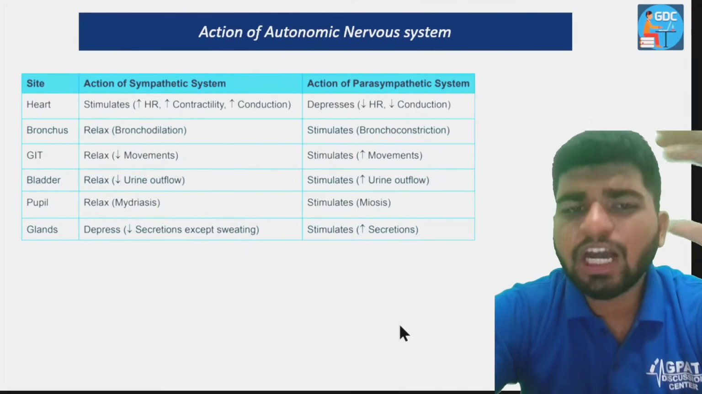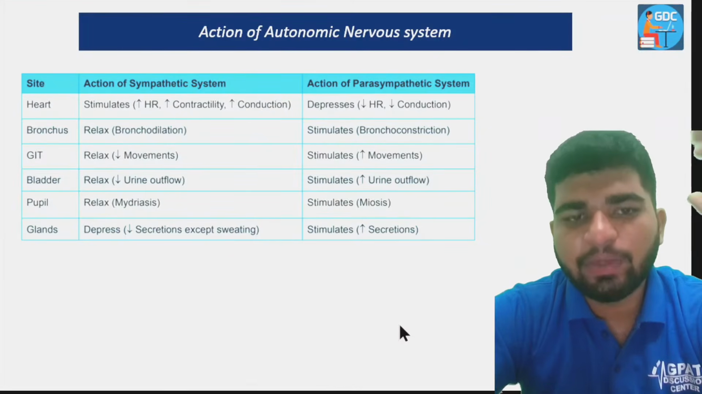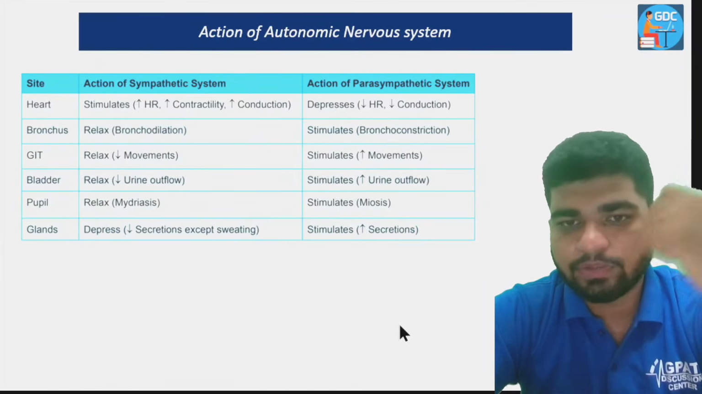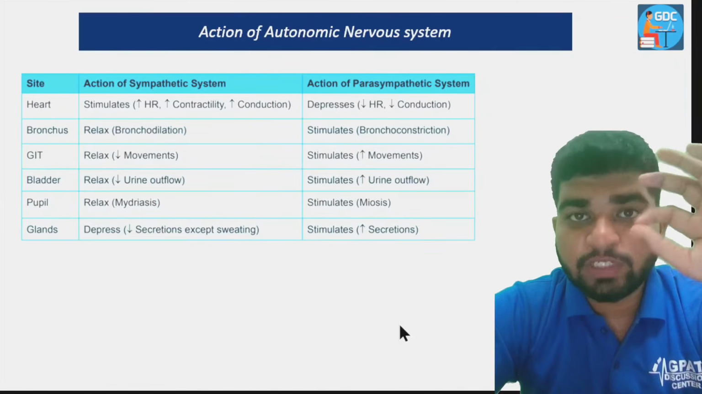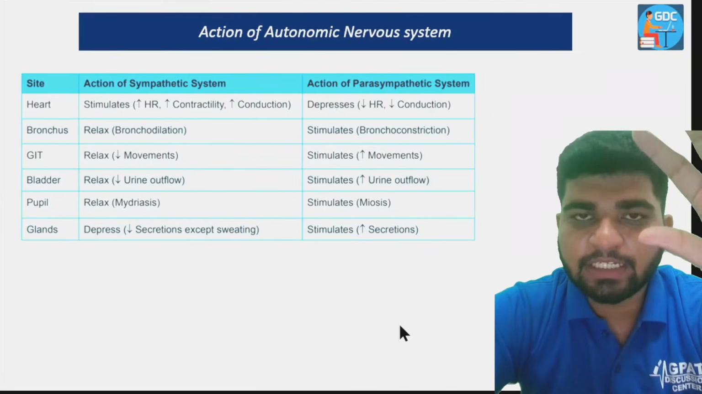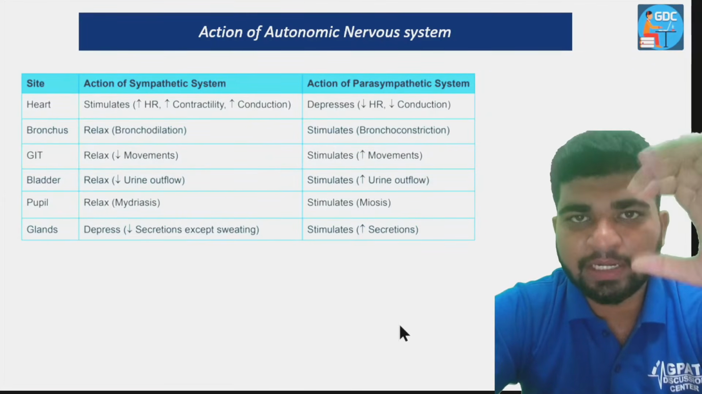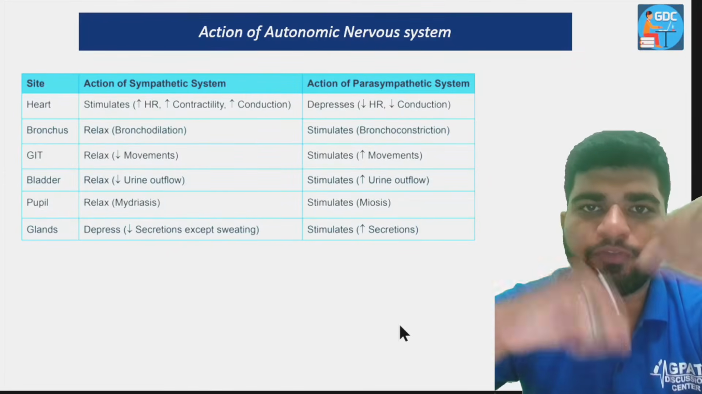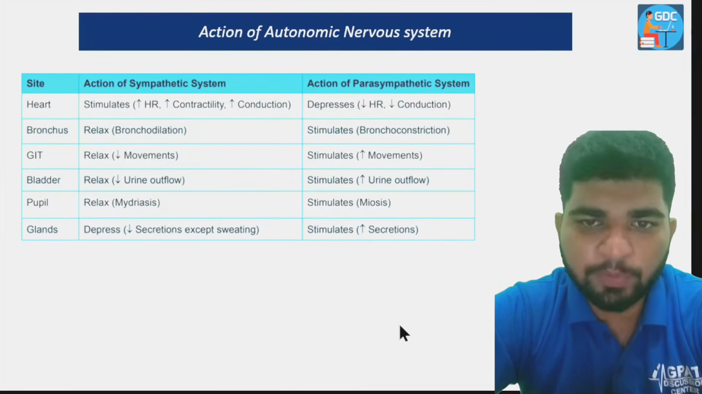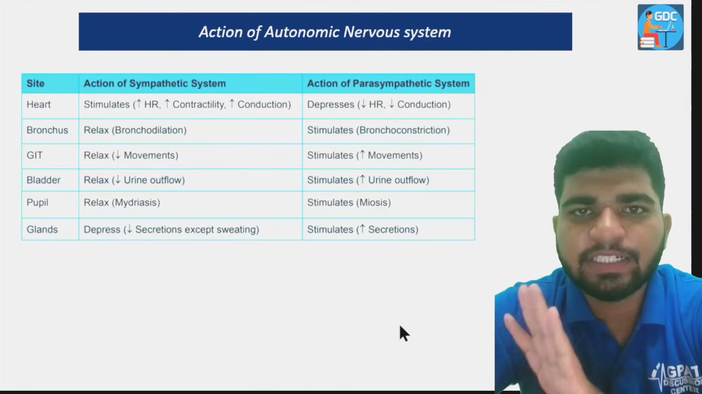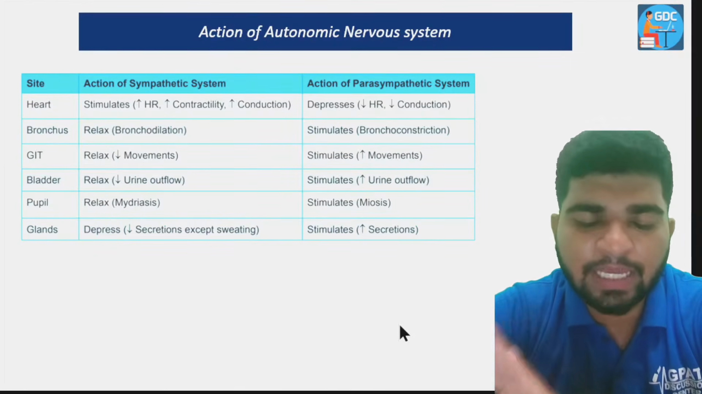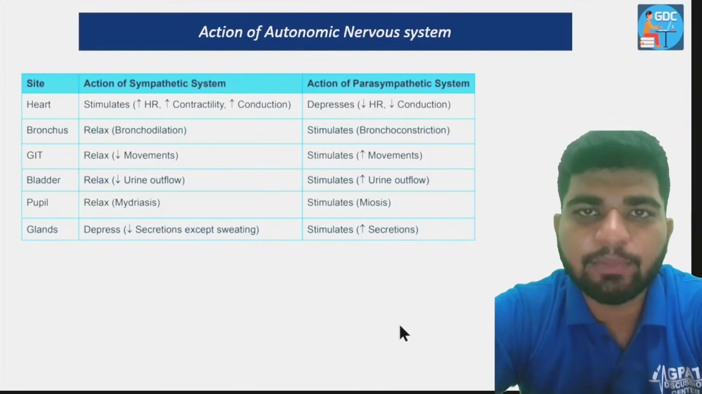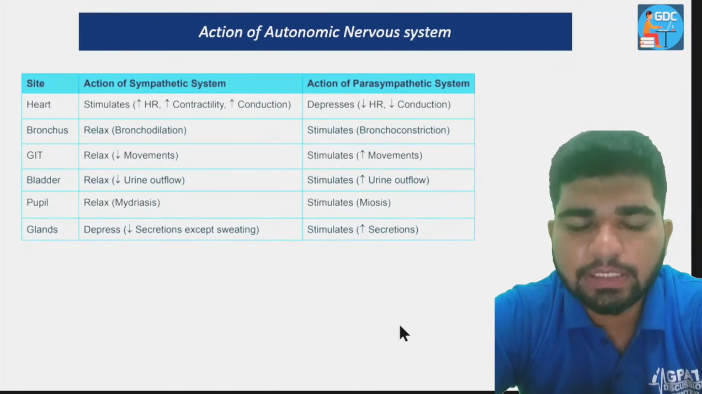Okay. How mydriasis occurs, we'll discuss in later classes. But the term exactly related to the sympathetic nervous system in the pupil is mydriasis, MYSY. Okay. And the constriction of your pupil is miosis. In the parasympathetic system, you will be in a relaxed mode, and you will try to sleep at that time. So automatically your pupil size will be decreased.